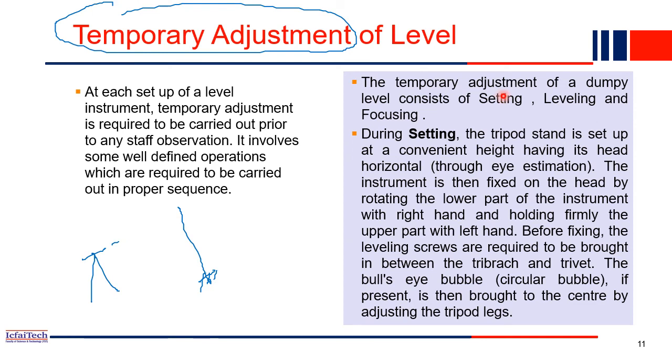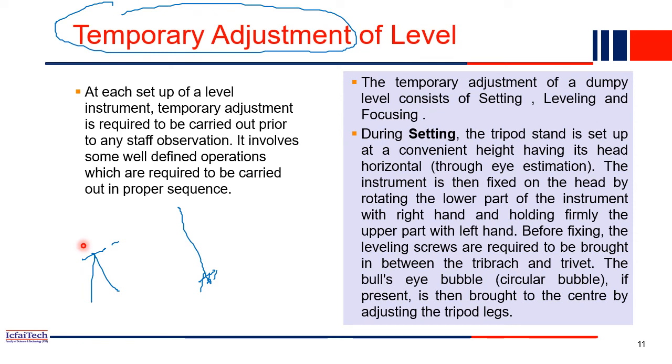The temporary adjustment of the dumpy level consists of, first, the setting, then leveling, and then the focusing. These three things you have to do. What is setting? Setting means you are keeping the instrument on the three legs of a tripod. You are keeping the instrument here. That is setting. Then leveling. Leveling means the instrument has to be leveled, right? It has to be exactly perpendicular to the ground surface, whatever the ground terrain.